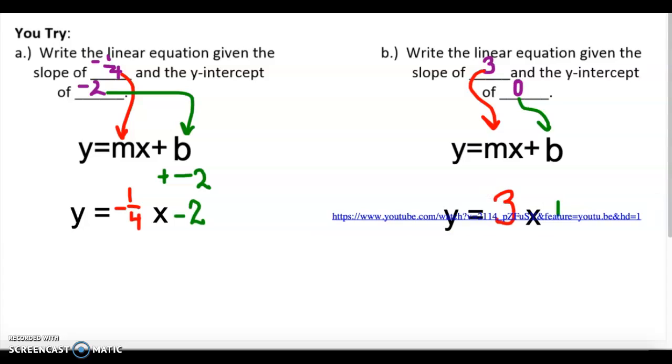Let's get that out of there. Or I can just leave it as y equals 3x. Either one of those is going to be okay. y equals 3x or y equals 3x plus 0. That means it's going through the origin.